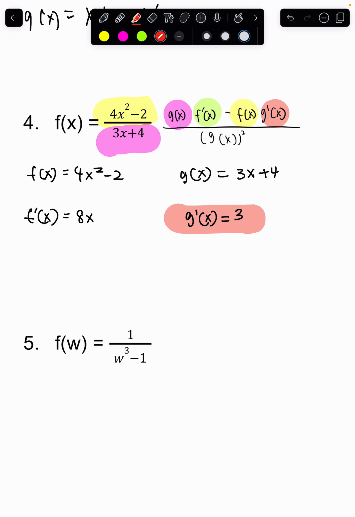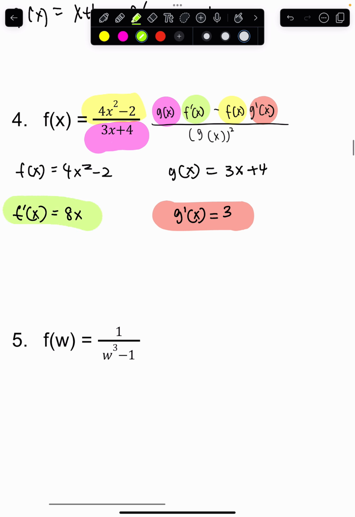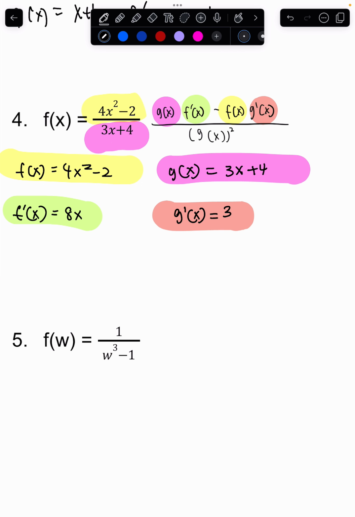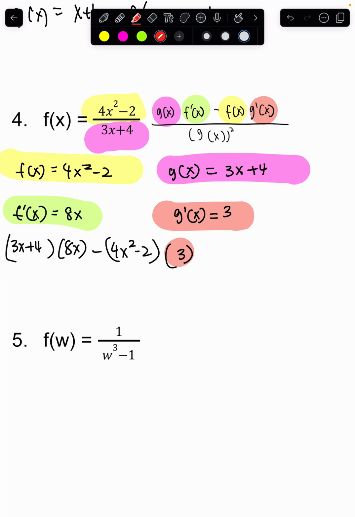So let's just color code this really quick. So f prime of x, and then we have f of x, and then we have g of x. Okay, so now we're going to put the terms down. So g of x is 3x plus 4. F prime of x is 8x. And then f of x is 4x squared minus 2. And then g prime of x is 3. Okay, so again, let's go back and color code everything. So that's going to go here, and then this is going to be this.